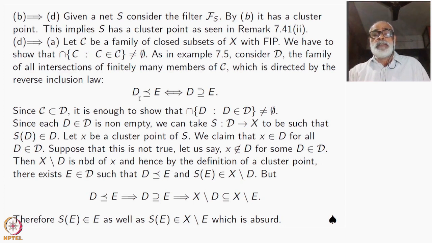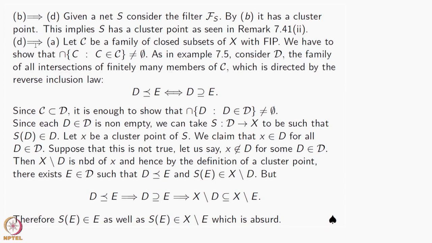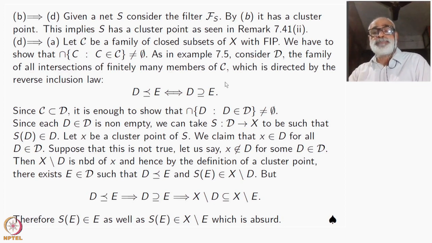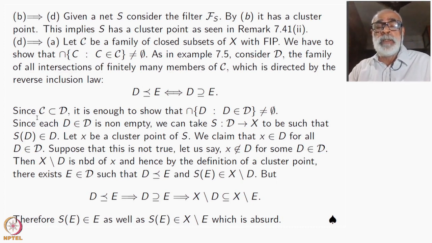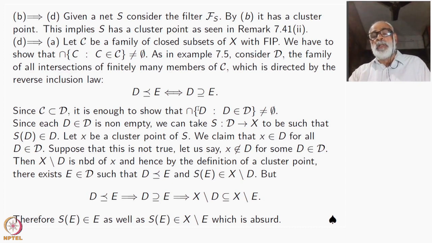So what is the relation? D is less than or equal to E if and only if D contains E, where D and E are subsets of this topological space X and members of this family. Since C is contained inside curly D, and I want to show the intersection of members of C is non-empty, I am going to do something more. I will show the intersection of all the members of curly D itself is non-empty, because this is an intersection over a larger family, so the intersection set is smaller. If this is non-empty, then that will also be non-empty. So the intersection of D such that D is inside curly D is non-empty, is what I am going to show.